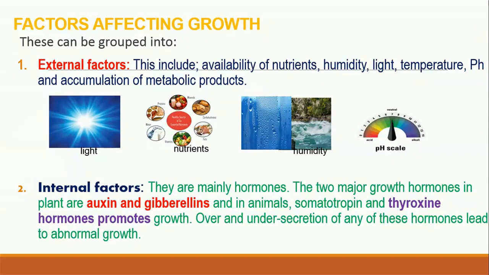Okay, now over and under secretion of any of these hormones can lead to abnormal growth. So if you have too much hormone, more than the body needs being produced, it can lead to an organism being excessively tall, okay, abnormally tall. And when hormone is underproduced in the body, it can also lead to what, dwarfism, or the organism not growing as it's supposed to be.